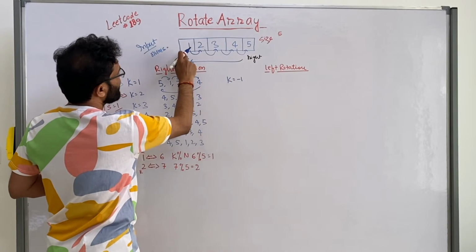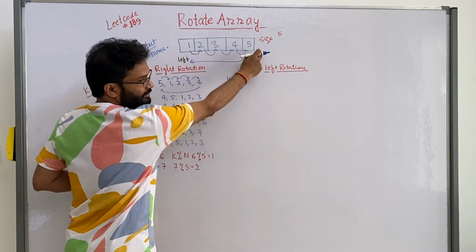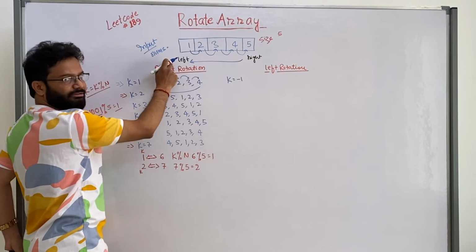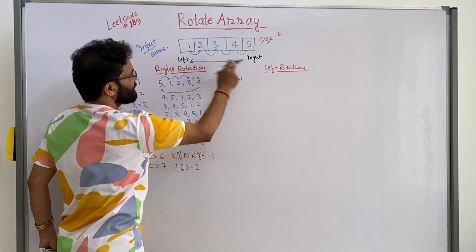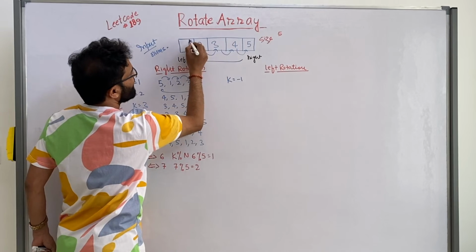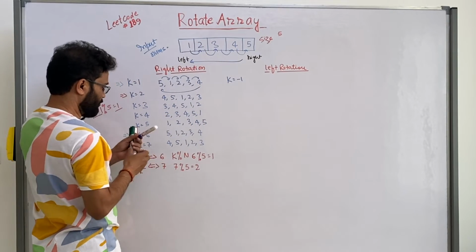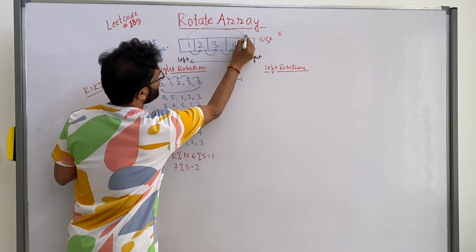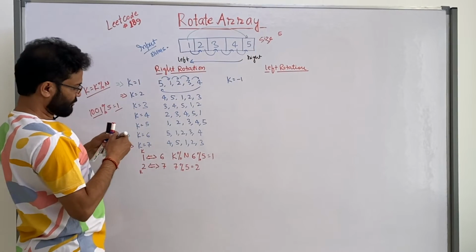Right? So the left side element will go there. In the right rotation, the right side element comes to the left side. In the left rotation, your left side element will go that side. So it will work like this. So this will go that side, right? So how will it happen?